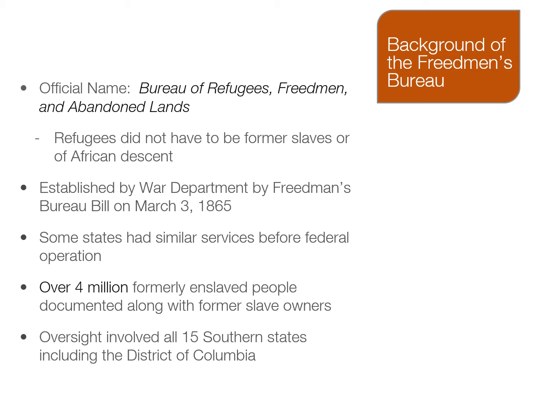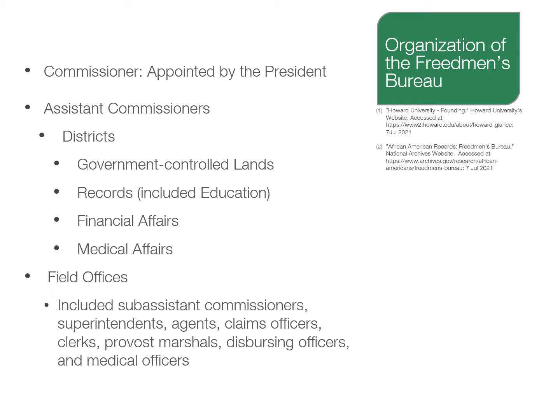Over 4 million formerly enslaved people were documented along with former slave owners. And then there was also oversight that involved all 15 southern states, including the District of Columbia. The organization of the Bureau starts with a commissioner at the top of the chain, appointed by the president. Abraham Lincoln had appointed Union General Oliver Otis Howard as head of the Bureau, who fiercely advocated for Congress to appropriate funds for schools. 2 years later, Howard founded the historically black college, Howard University, which was named in his honor.